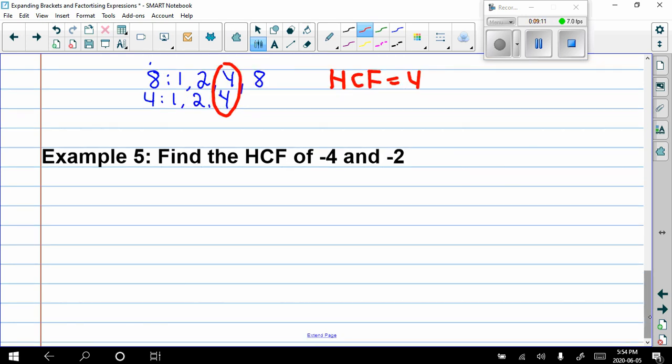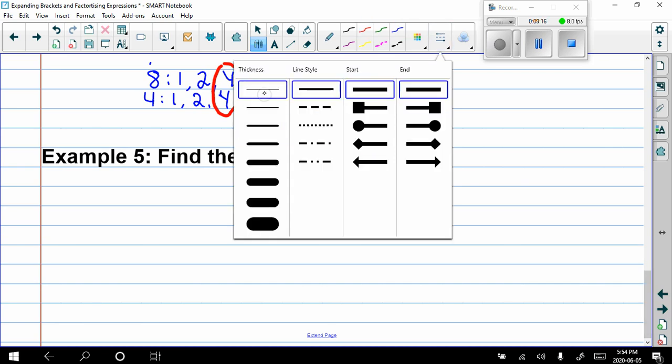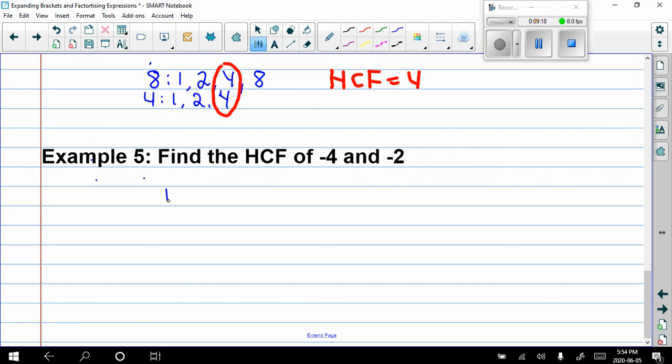But with example 5, I do want to show you something at the end of here. But first off, let's just quickly write out our factors of 4 and 2, because our factors of 4 are just 1, 2, and 4. And our factors of 2 are just 1 and 2. So we know that our highest common factor is just 2. Some of you could just pick it out without even having to do it, and that's completely fine.